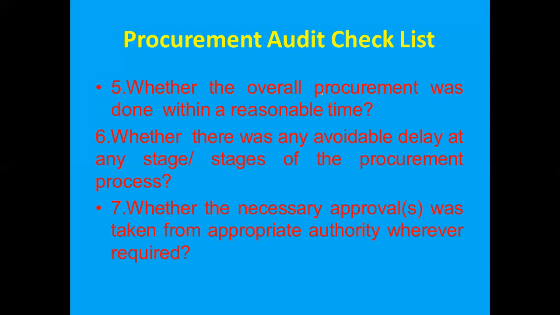Next, whether the necessary approvals were taken from the appropriate authority wherever required. So what does the point say here? For a procurement process, are we taking any approvals or not from the authority? Whatever type of transportation approval or authority, setting of material, or whatever it is, we have to see the approval taken from the appropriate authority wherever required, right?